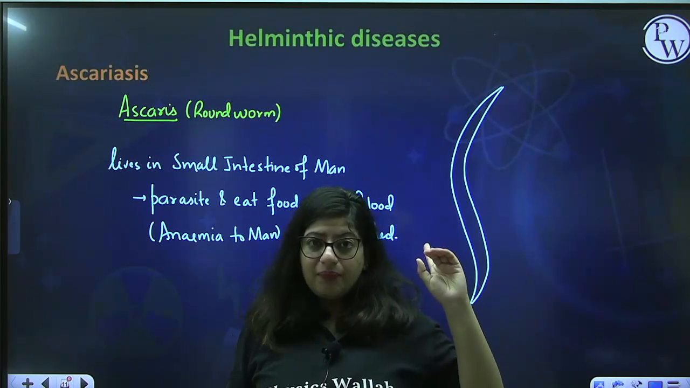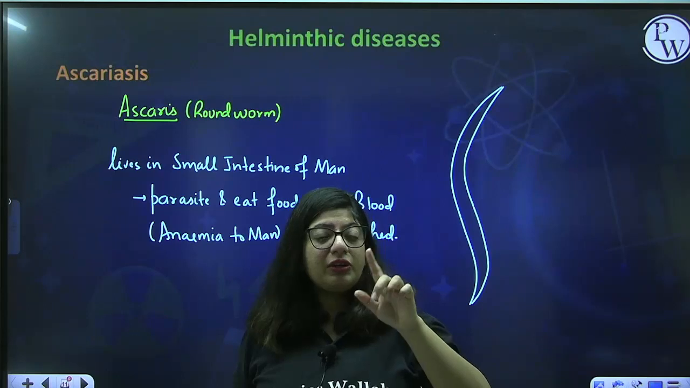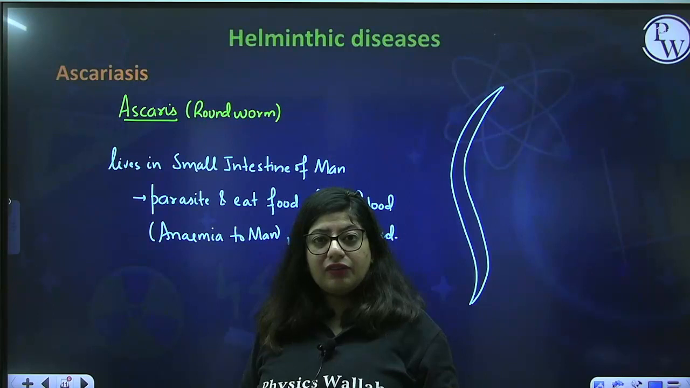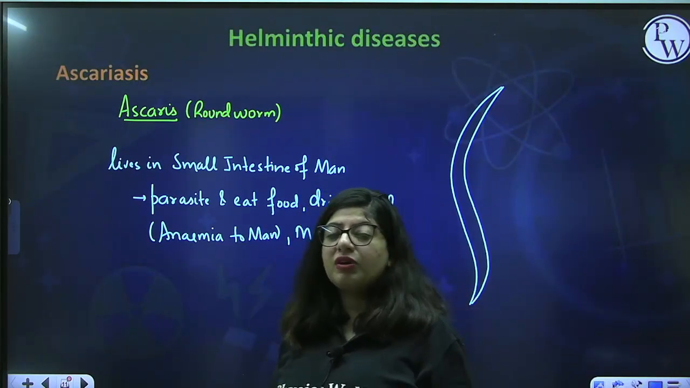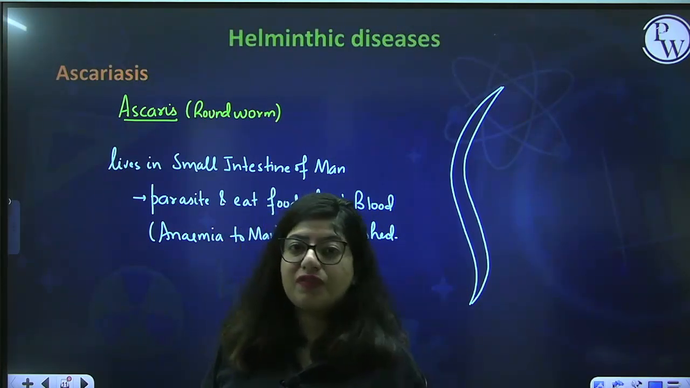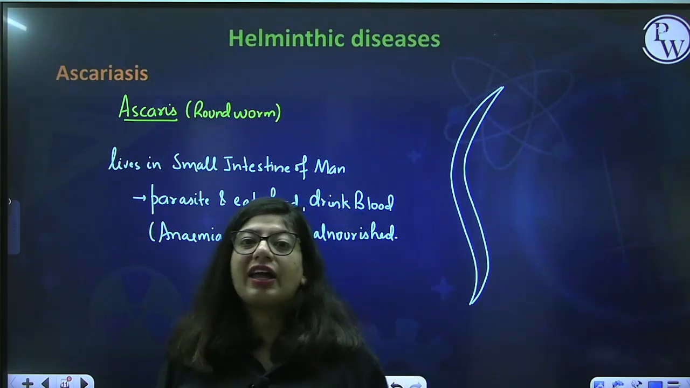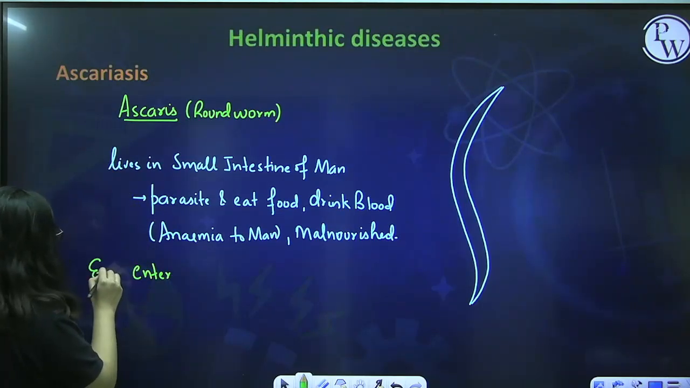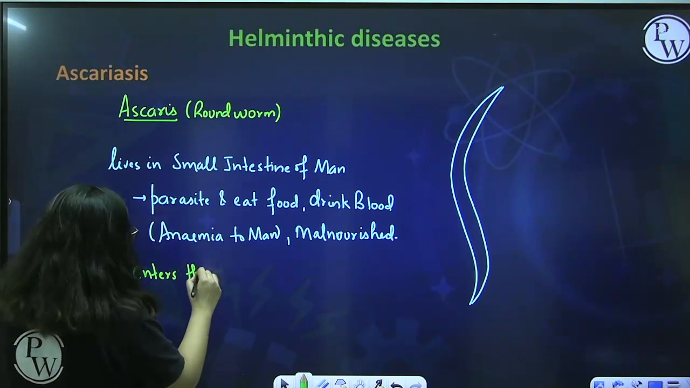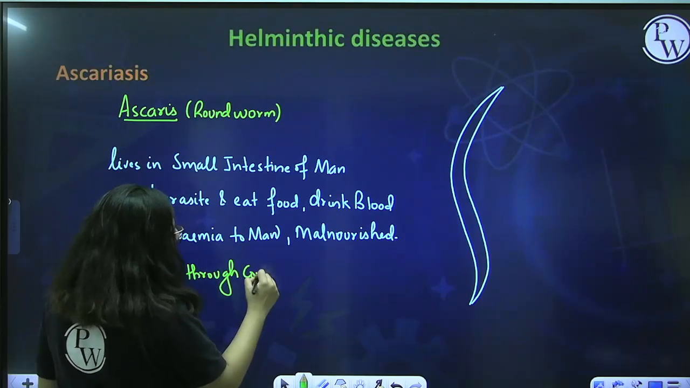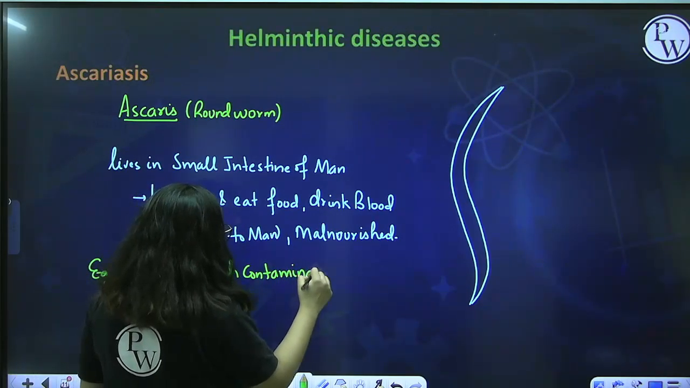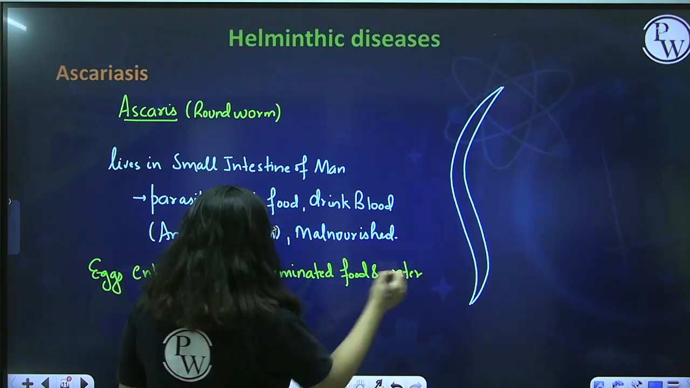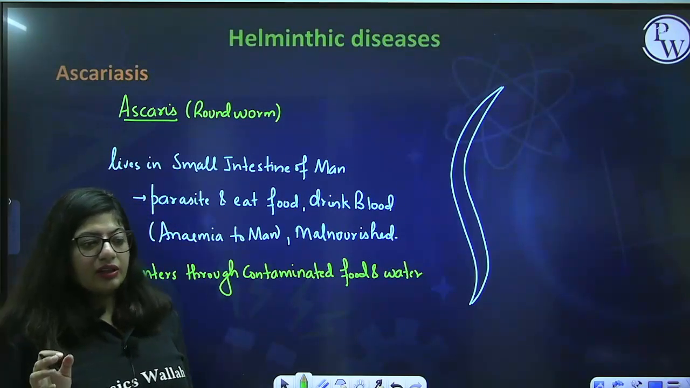The eggs will enter inside your body when you drink contaminated food and water. Earlier in the Taenia, the larva enters your body when you eat measly pork or measly beef, in case of Saginata, right? But if you drink food and water contaminated with the eggs of ascaris, then you will get ascariasis, right? So what does it enter? The egg enters through contaminated food and water.